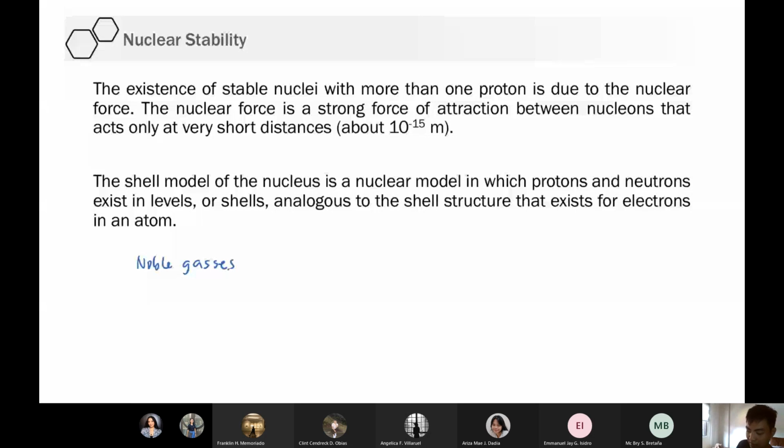'Di ba sa atoms kunwari noble gases, mali spelling ko ng gas. Pag noble gases, ano tayo? 'Di ba kapag nakumpleto mo yung s orbital, pag nakumpleto mo yung p orbital, stable na 'yan, 'di ba? Ibig sabihin, there is a number of electrons equivalent to a stable atom in terms of electrons, 'di ba?